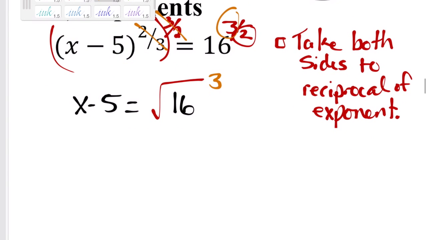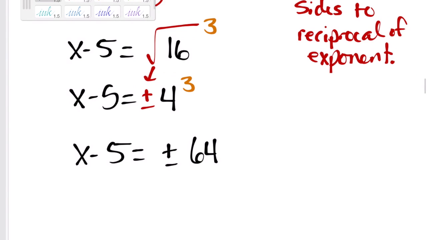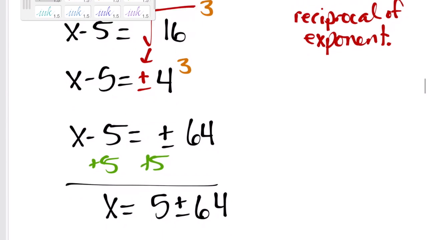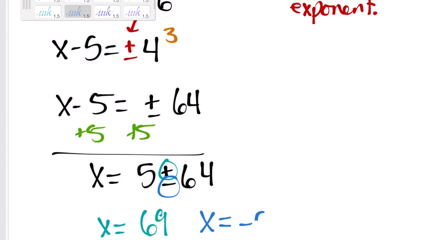And I know the square root of 16. So the square root of 16 is going to give us 4. So we did take a square root here, so we're going to have plus minus. And this is going to be to the third power. And so 4 to the third power will give us 64. And I'm going to move my 5. And when it comes to 5 and 64, I can combine those. So I'm going to start with 5 plus the 64. 5 plus 64 will give me 69. And then 5 minus 64 will give me negative 59.